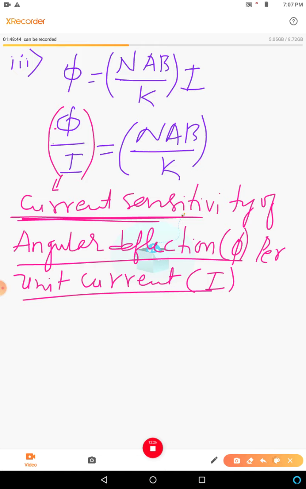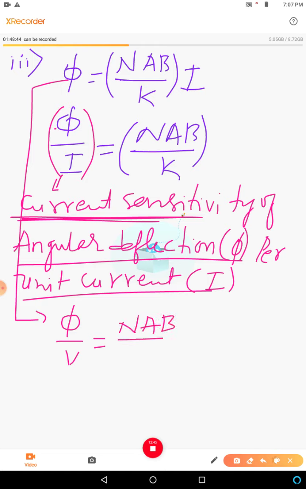So from this equation, we shall use the previous original equation. From this, I will divide both sides by V. Phi divided by V will be equal to NAB by K.